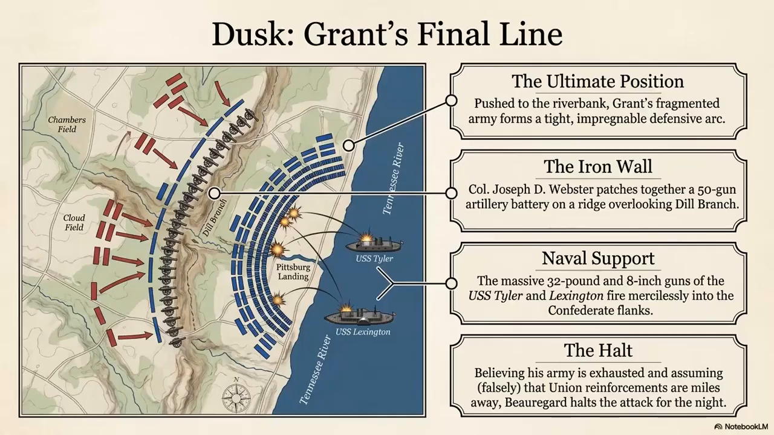Colonel Joseph D. Webster hastily patches together a massive 50-gun artillery battery on a ridge overlooking Dill Branch, while the heavy guns of the USS Tyler and Lexington fire mercilessly into the Confederate flanks. Exhausted and falsely assuming that Union reinforcements are miles away, General Beauregard orders a fateful halt to the attack for the night, leaving the ultimate fate of Shiloh hanging in the balance.